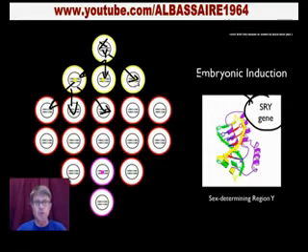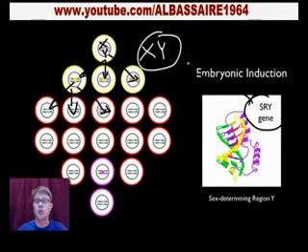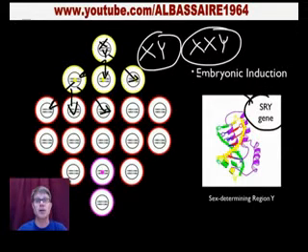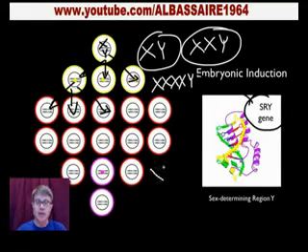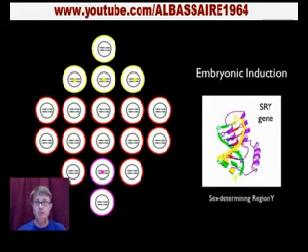And so you could, for example, be XY and you become a boy, but you could also be XXY and you become a boy, or you could be XXXXY, we'll talk more about those later, and you'd still become a boy because you have that SRY gene. Likewise, if you're XX, you don't have the SRY gene, you don't become a boy.